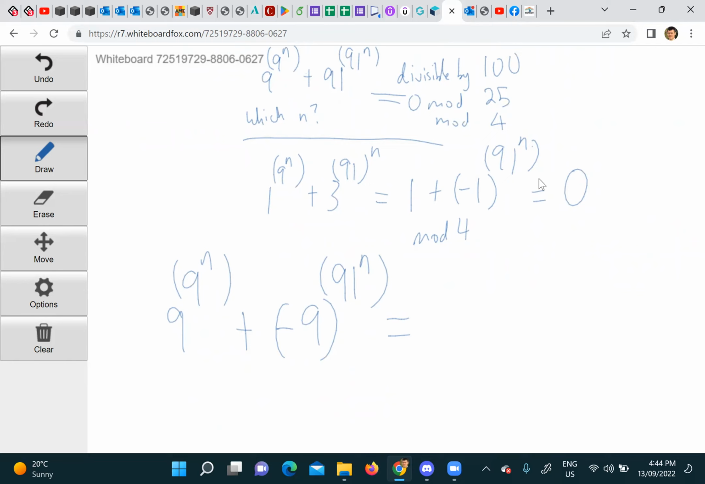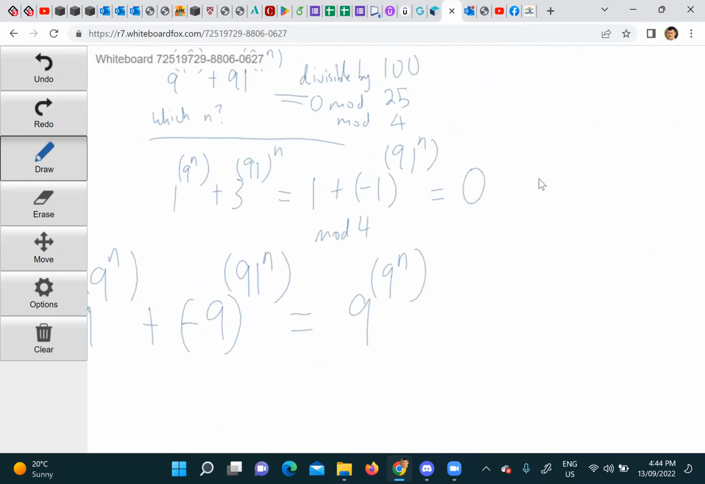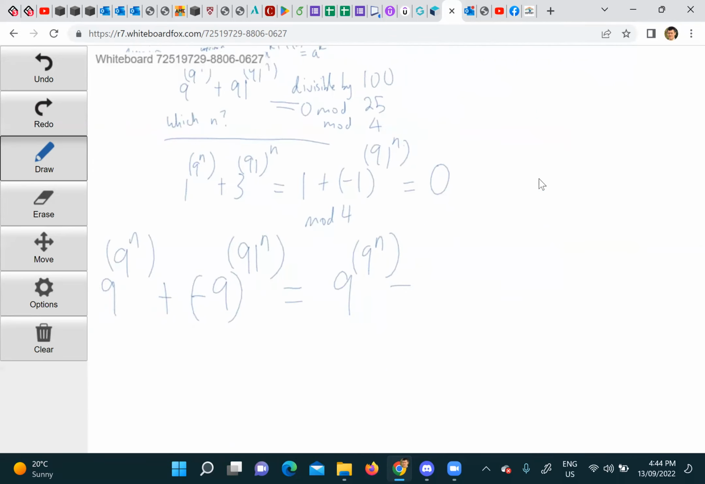Okay, so this equals 9 to the 9 to the n minus 9 to the... So now the power of 9 is mod 20, yeah? At least one obvious choice is mod 20. But you gotta be careful because mod 20 is not the smallest number that might work, yeah? So you take mod 20. So 91 just happens also to be minus 9 mod 20, right?